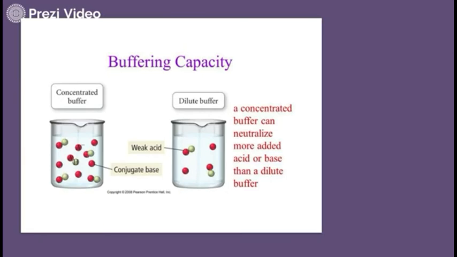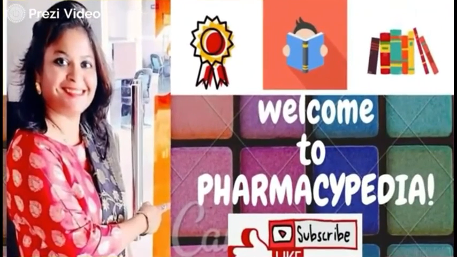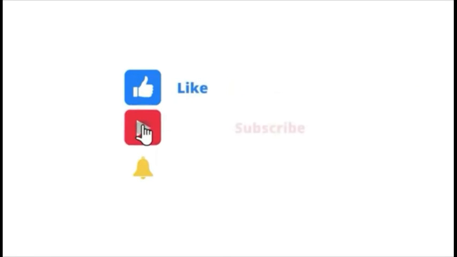So maximum buffer capacity is when pH is equal to pKa, or H plus is equal to Ka, or H3O plus is equal to Ka. Therefore, substituting, we get beta is equal to 2.3 C [H3O+] square upon ([H3O+] plus [H3O+]) whole square. The final equation is beta is equal to 2.3 C upon 4, which is equal to 0.576 C.